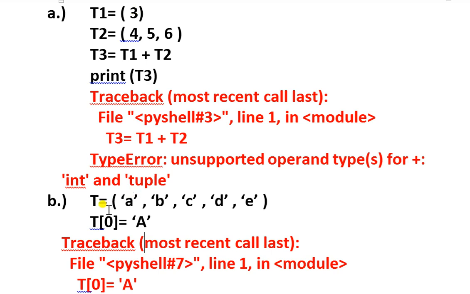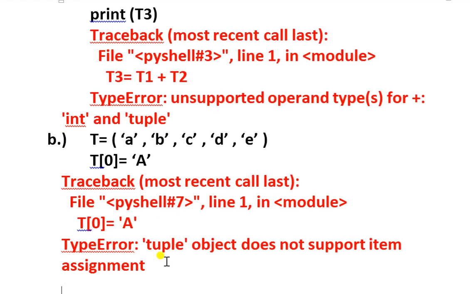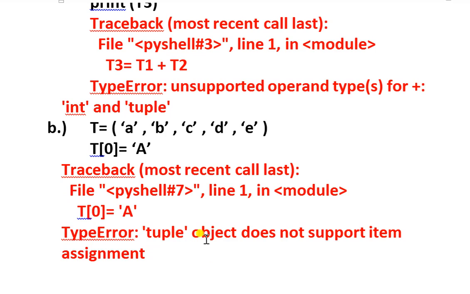Now in question number B, you can see we are just trying to change the index 0 value with capital A, so it will give you this error, that is TypeError: tuple object does not support item assignment, because tuples are immutable, that's why it will not change.